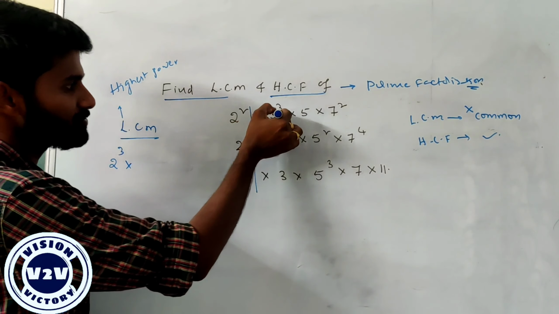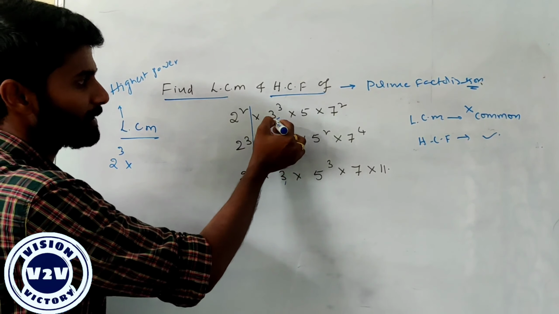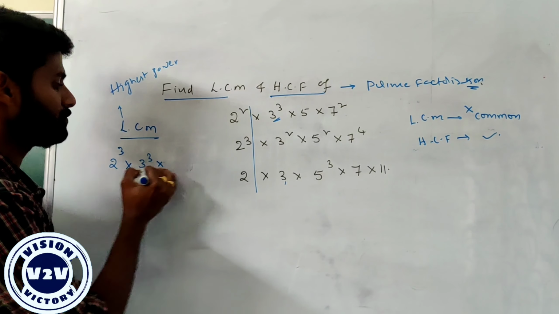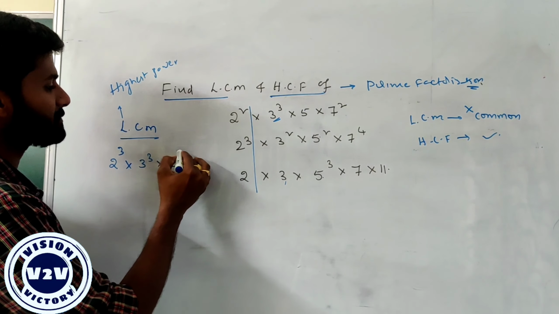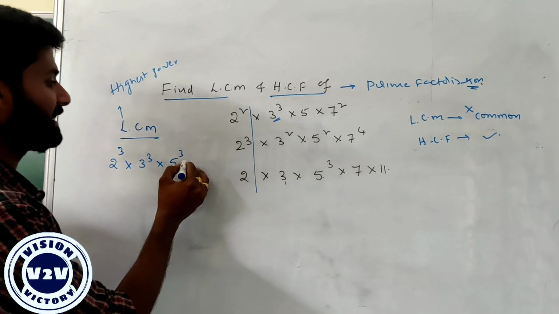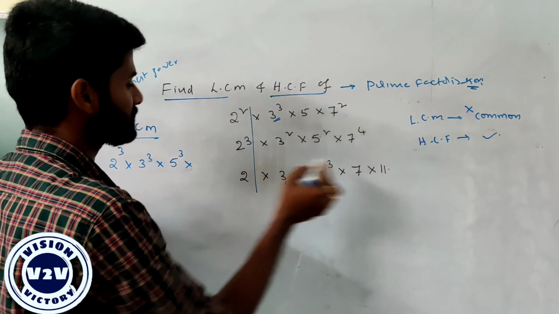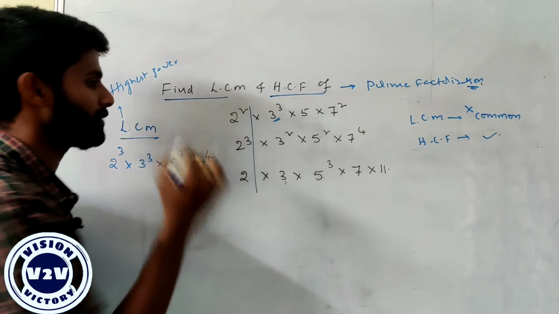Next one, if you consider 3, here 3 is common, you can pick the highest power, that is 3 cube. In the same way, out of 5 square, 5 cube, you can pick the highest power, that is 5 cube. And here 7 square, 7 power 4, the highest power is 7 power 4.